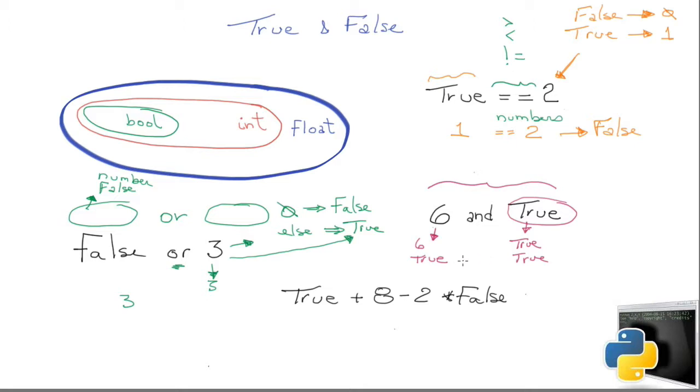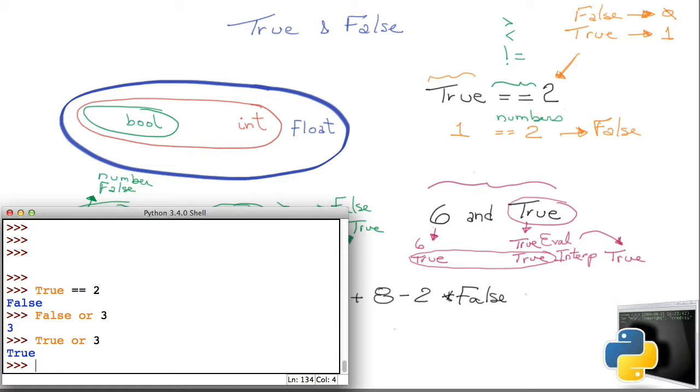What happens here is that it looks true and true. This is the interpreted. This is the evaluated. True and true is true, but what it returns, it always returns the last evaluated expression. So here they're the same, so it's going to return true. Bear with me, it may seem complicated, but true and true is true. But what if I did this? True and 6. That's going to give 6.